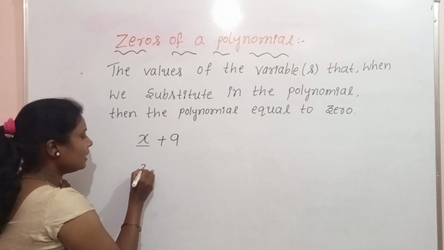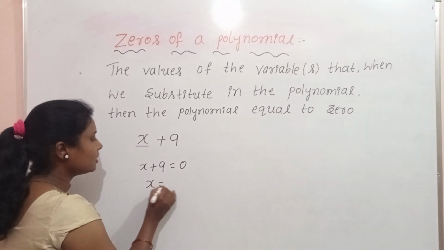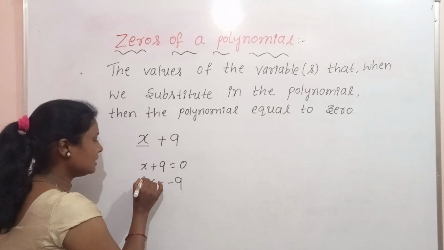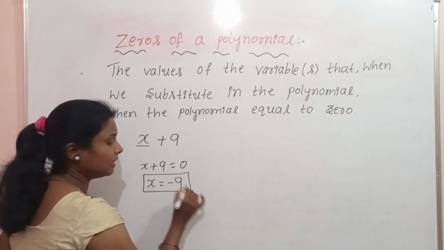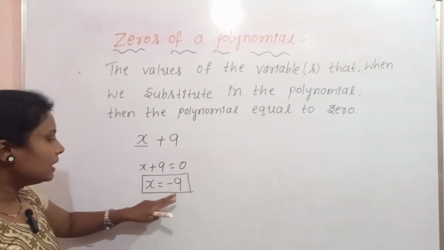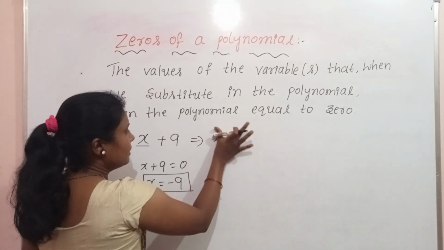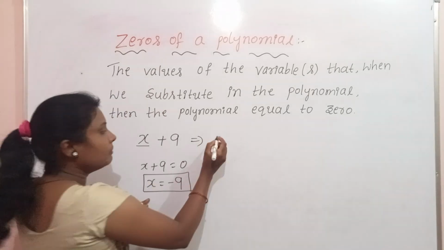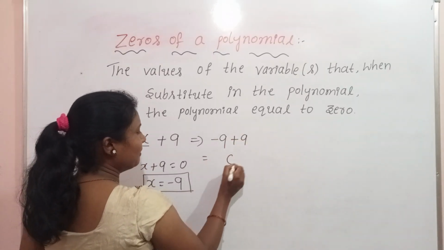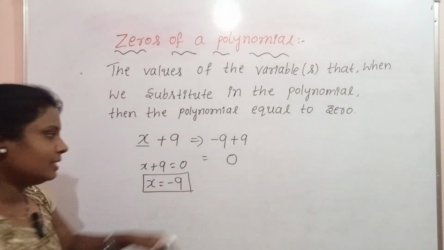Here x plus 9 equals 0. Then x equals, this plus 9 moves to the other side and becomes minus 9. Minus 9 is the value of the variable x. If you substitute this value in this polynomial, what will become? x means here minus 9, plus 9 as it is, so minus 9 and plus 9 will become a 0.